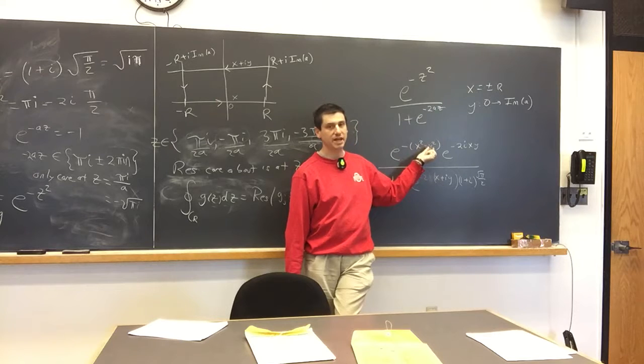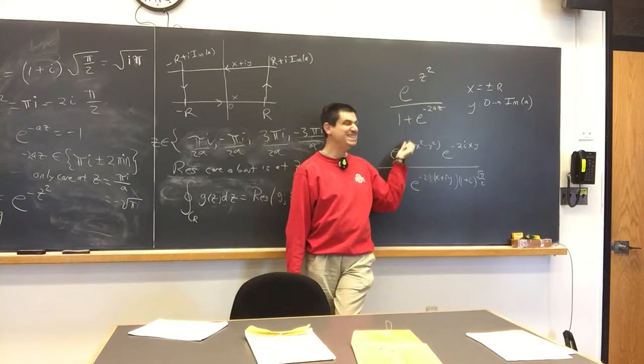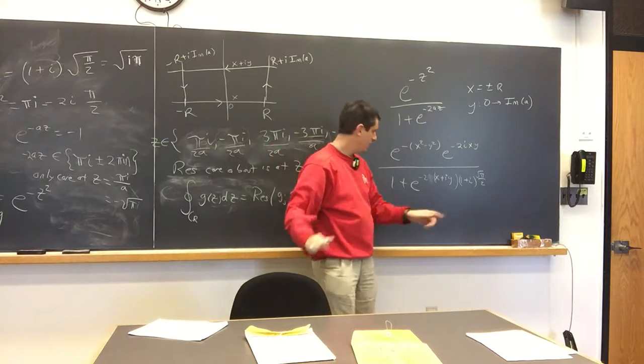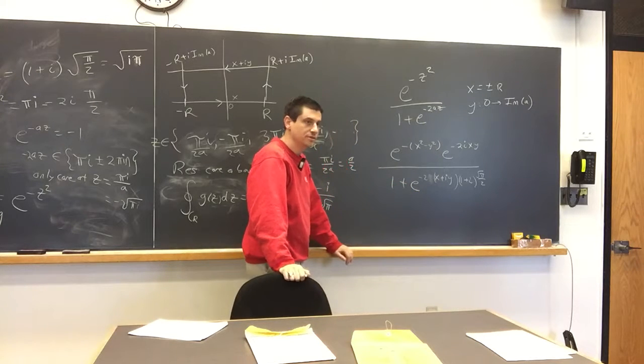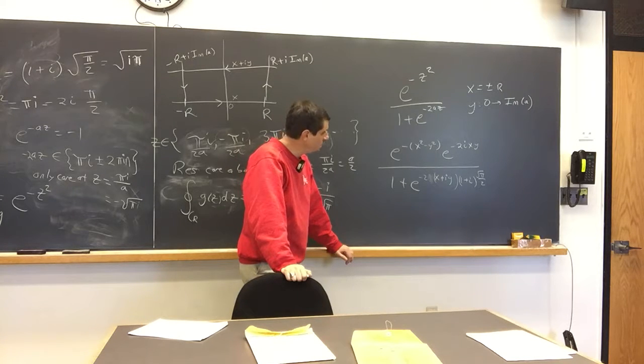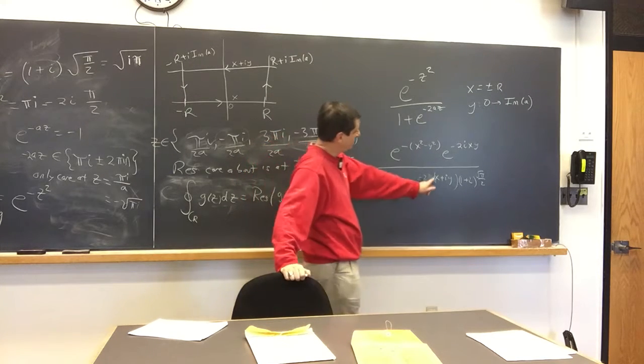Let's look at what's going on up here. Y can't get that large. And x is of size r. X is huge. So the numerator is like an e to the negative r squared. We're integrating it over a very small part. As long as the denominator isn't close to 0, we're fine. But there's a 1 on the denominator.